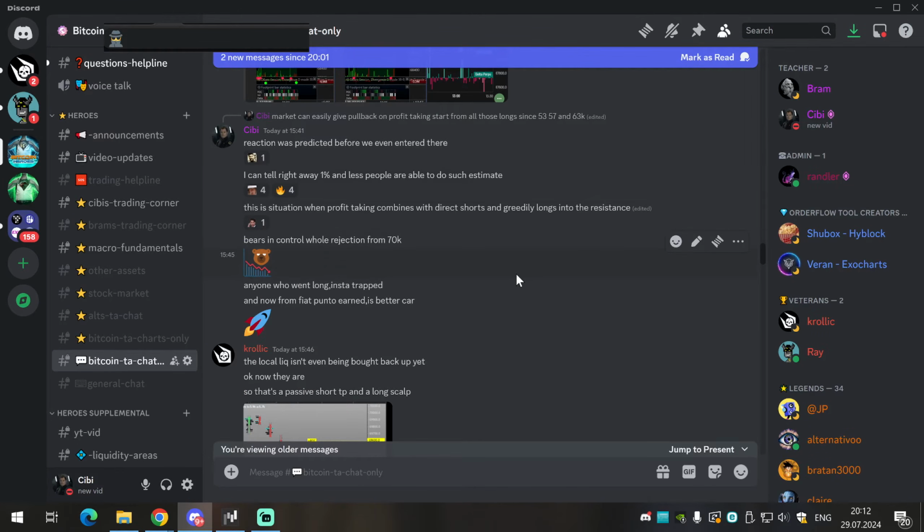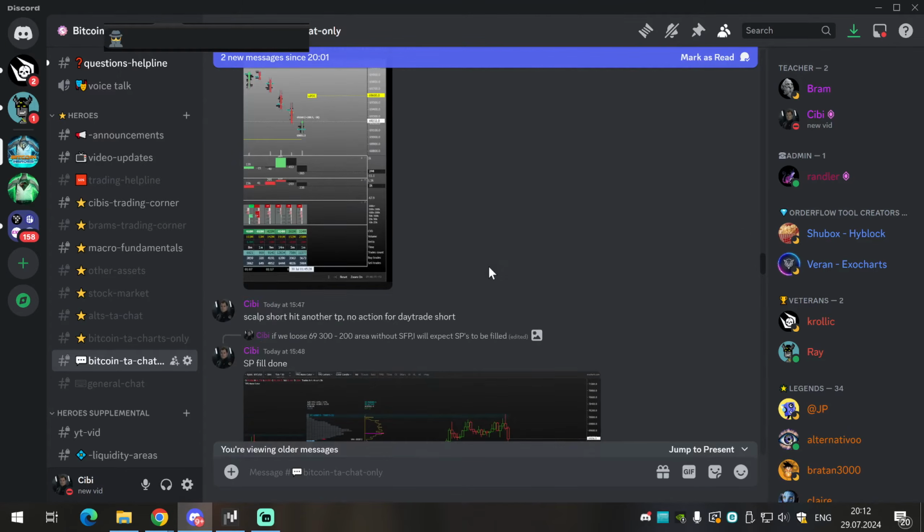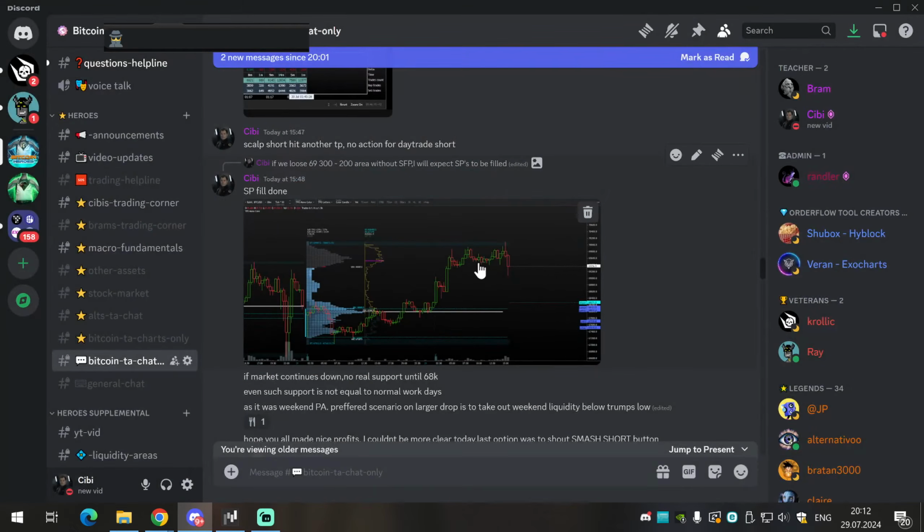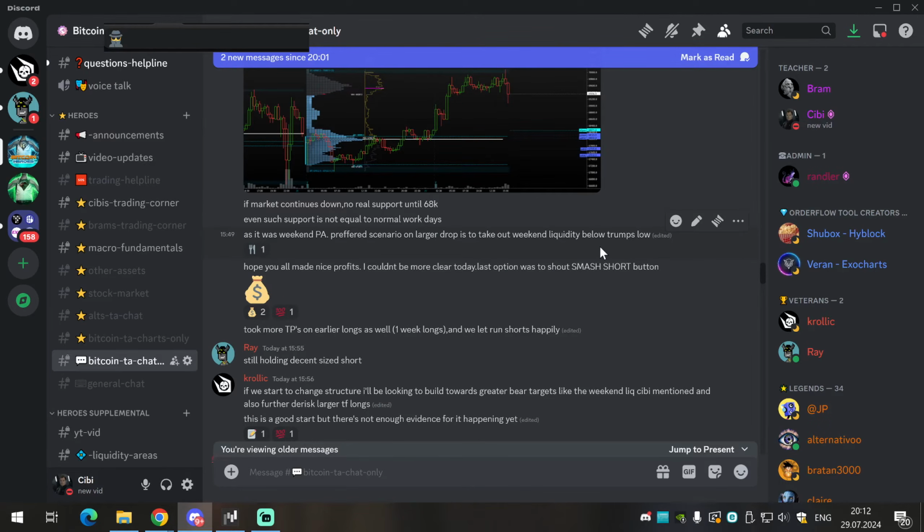Let's go further down. So we now fill the fingerprints. I was telling you it's very likely we will. Once we do, you either try to stay in the range or you will start rejecting. And also there is no real support, so if the market starts diving, it's going to be crazy cascades to the downside. If the market continues down, no real support until 68k.